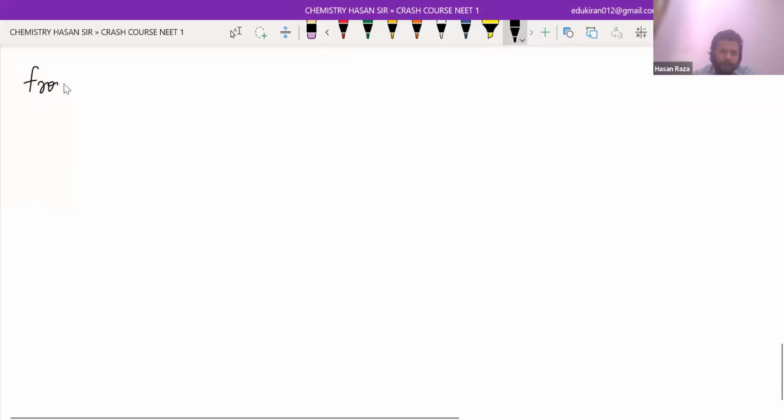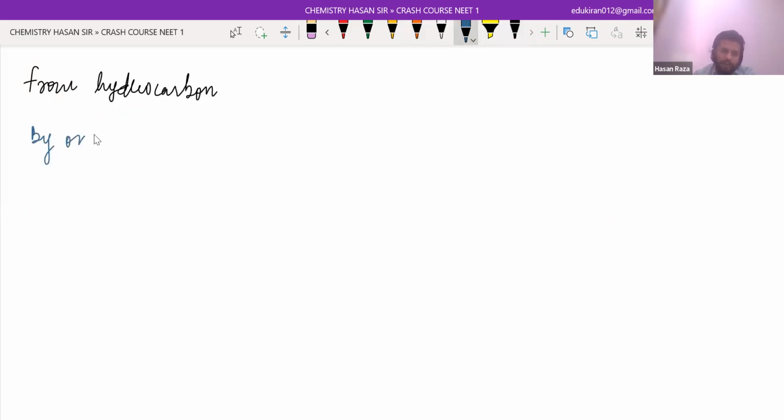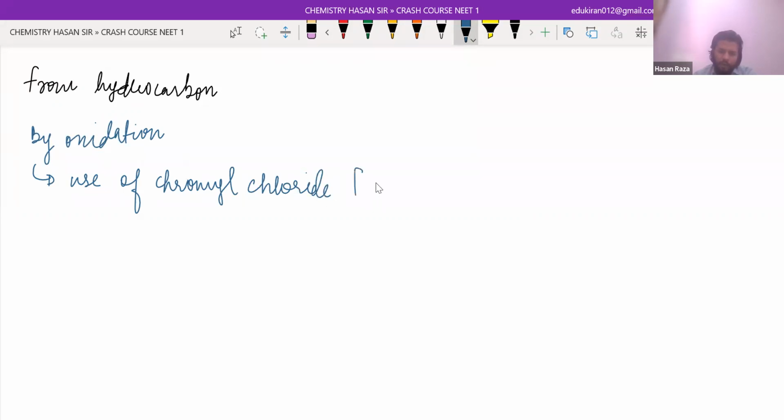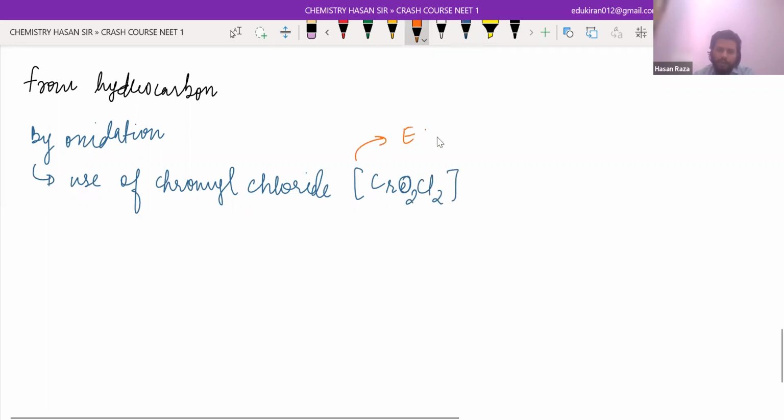Now, from hydrocarbon, we are going to oxidize it. So by oxidation, and here oxidation is taking place by the use of chromyl chloride, CrO2Cl2, and this reaction is the Etard reaction.